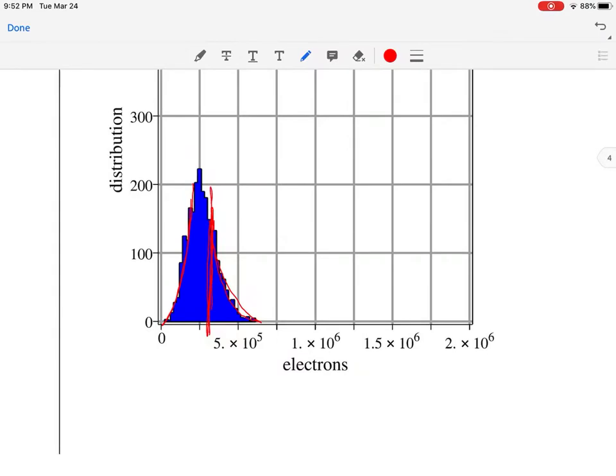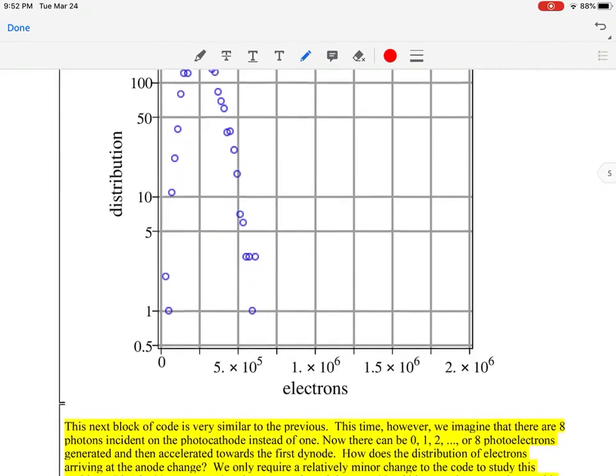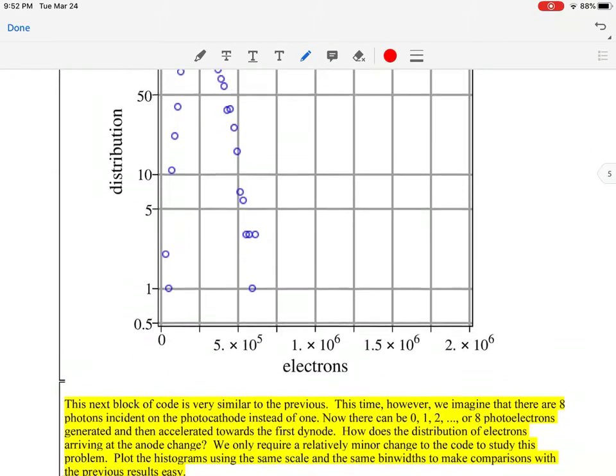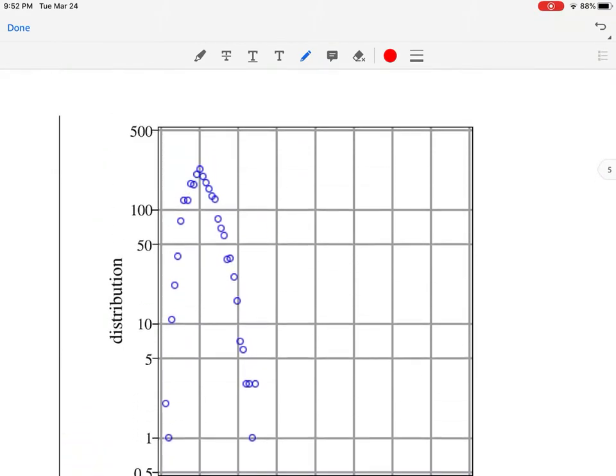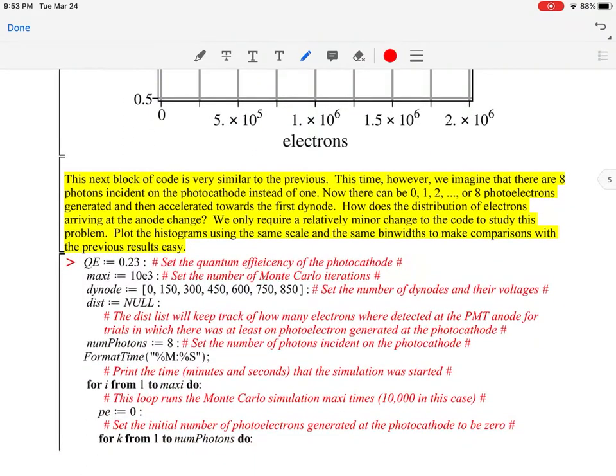Okay, but so here's information that we didn't have before. We didn't have the fact that we had an asymmetric distribution with a longer tail for large numbers of anode electrons. So this is the same plot on a log scale. So it's a log scale on the vertical axis.